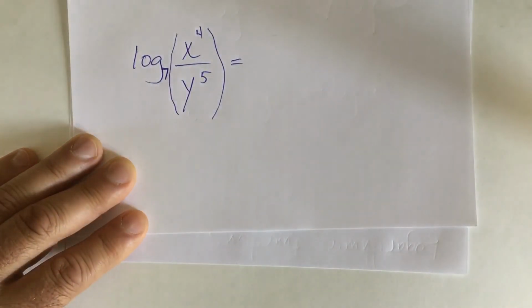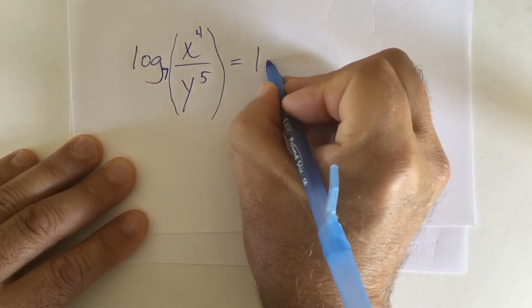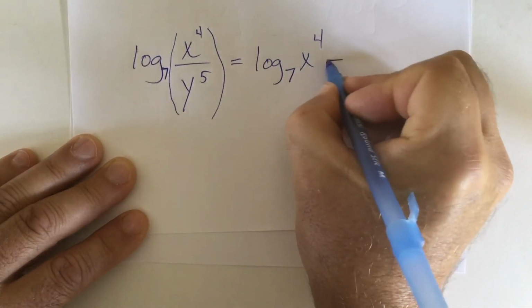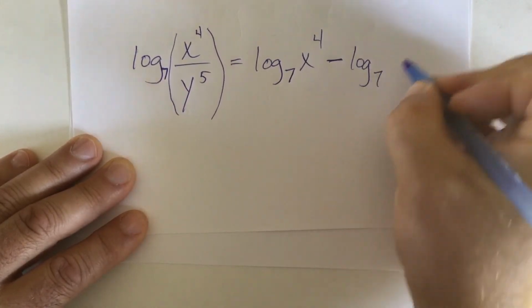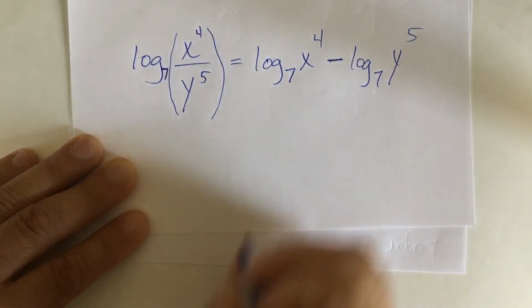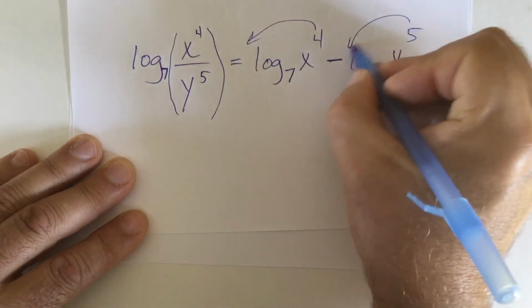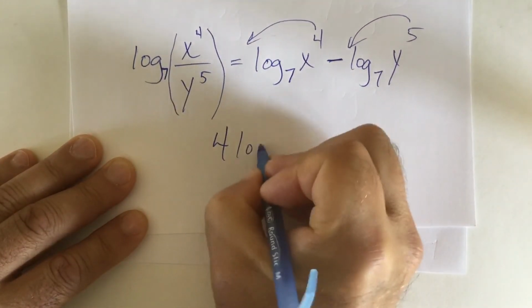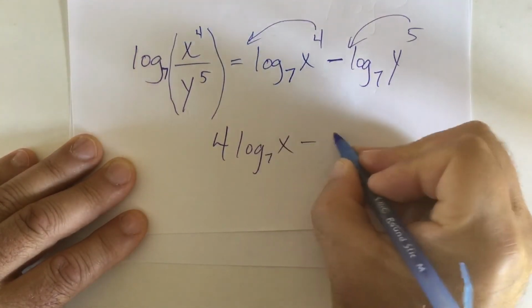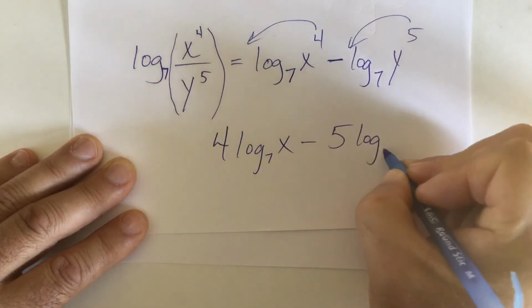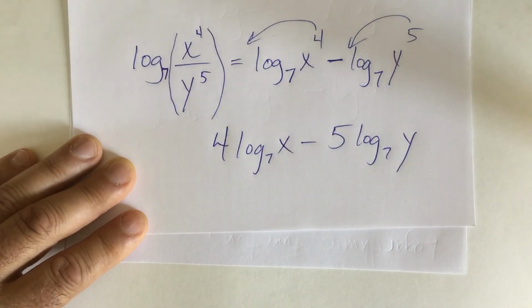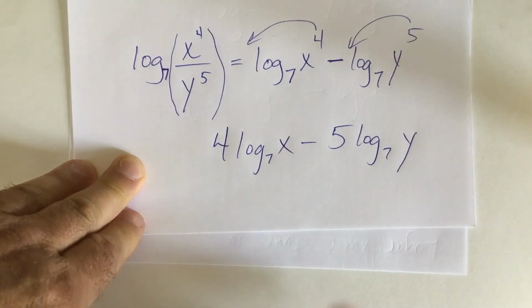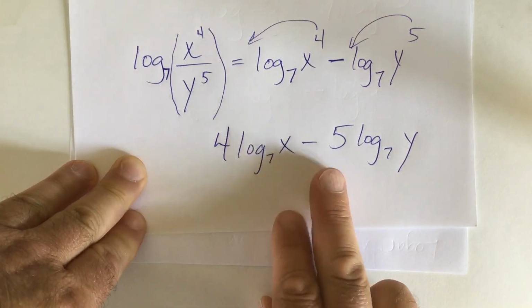So if I was going to expand this, how would I do it? I would write log base 7 of x to the 4th minus log base 7 of y to the 5th. And then I would drop it like it's hot, drop it like it's hot. And I would put those in front, and I would say this is the same as 4 log base 7 of x minus 5 log base 7 of y. And there's my expansion for that statement. So what you're going to see is a lot of different questions like this.